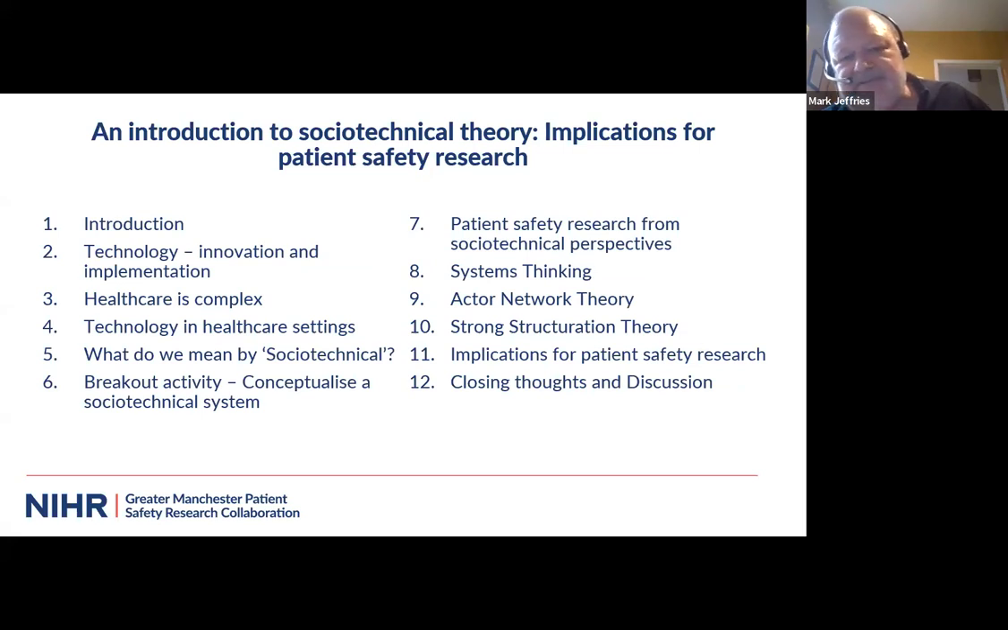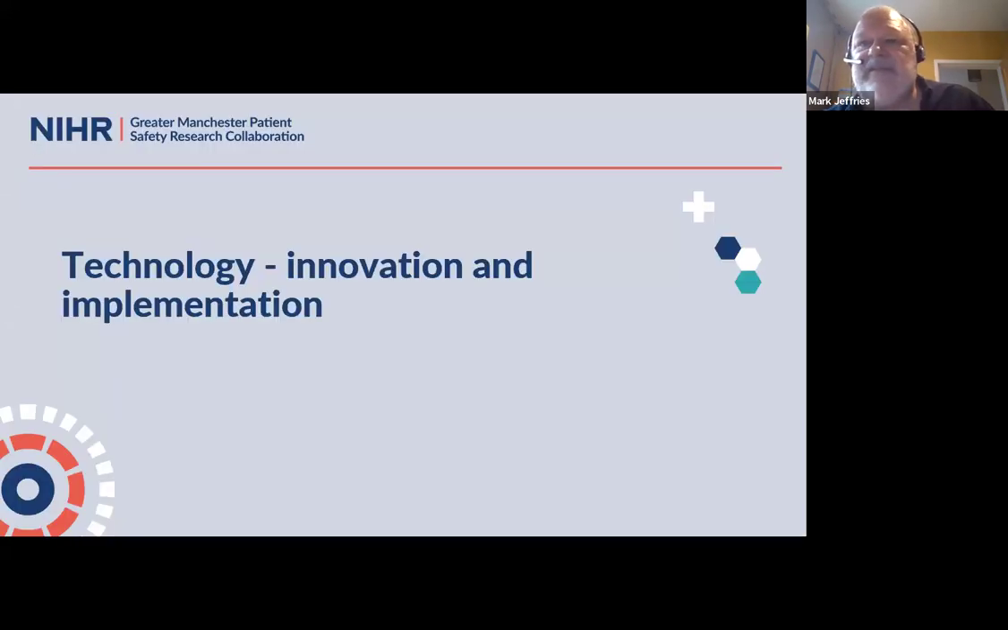So we're breaking this down into, I'm going to be doing a bit of chat at the beginning, just to introduce some of the concepts and ideas. We're going to have a breakout session about halfway through. We're going to ask you to do a little bit of work, thinking about what a socio-technical system might look like in healthcare. And then I'm going to take you through some of the perspectives around the theories, finishing up with some of the implications for patient safety research, and maybe a bit of chance for some closing thoughts at the end if we have time. Next slide, please.